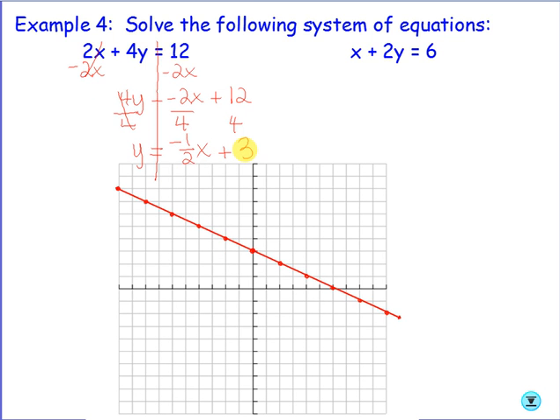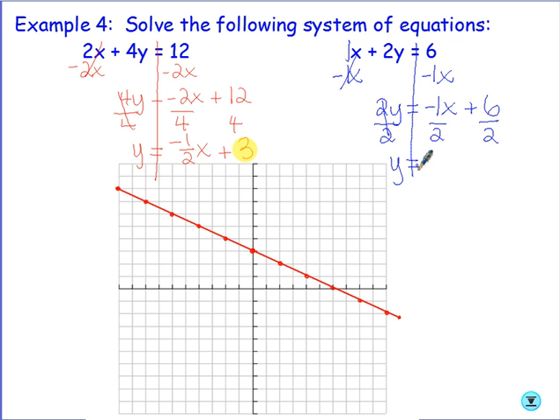Okay, let's switch over to the other equation. So we need to move the x. Again, that is a 1 in front of that x. So we are subtracting 1x from both sides. That leaves us with 2y equals negative 1x plus 6. Divide everything by 2. That leaves us with y equals negative 1/2 is already reduced. And 6 divided by 2 is a positive 3.